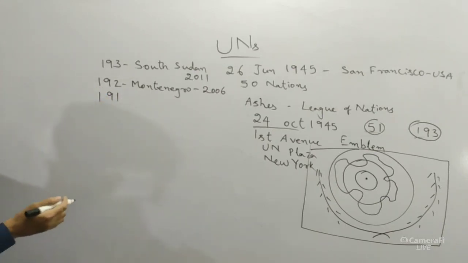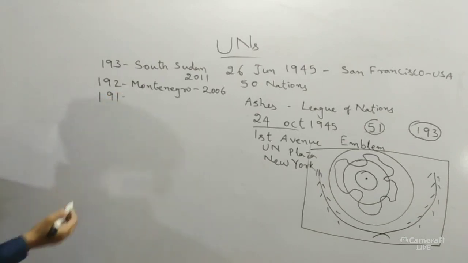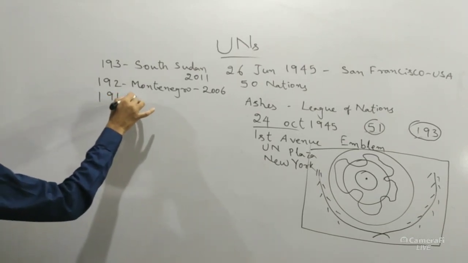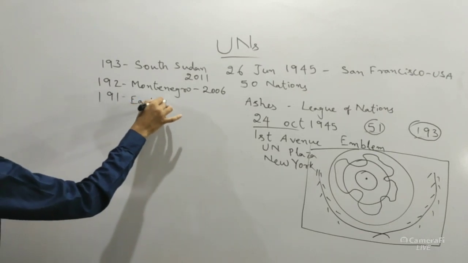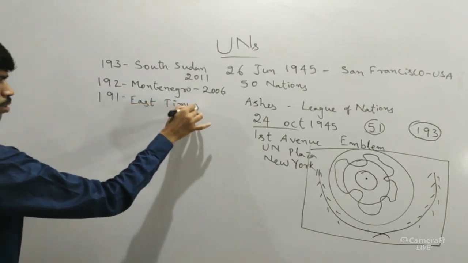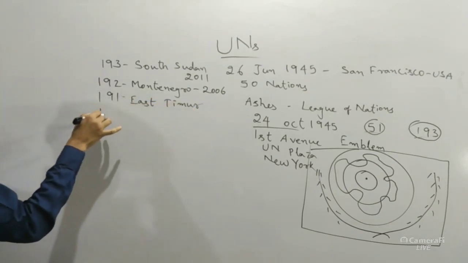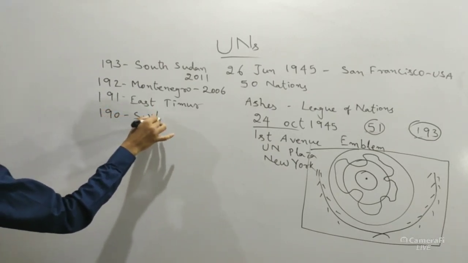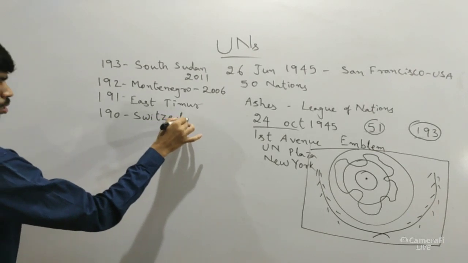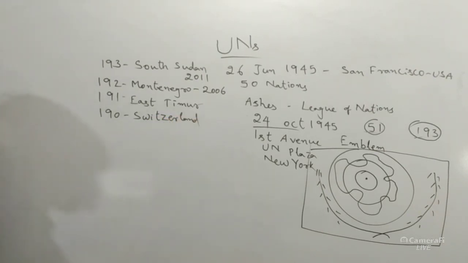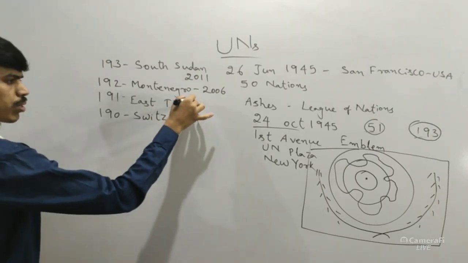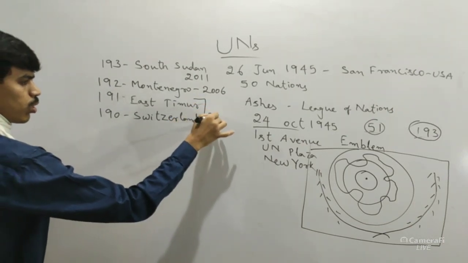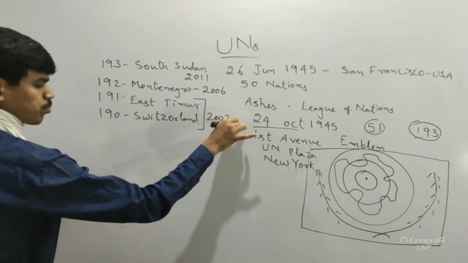The 191st member is East Timor, and the 190th member is Switzerland. Both became members in 2002.